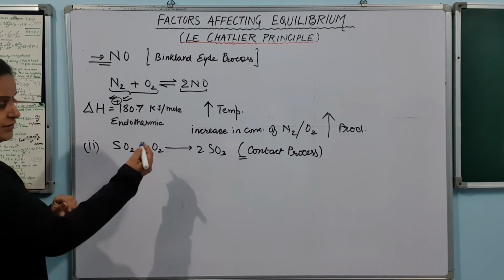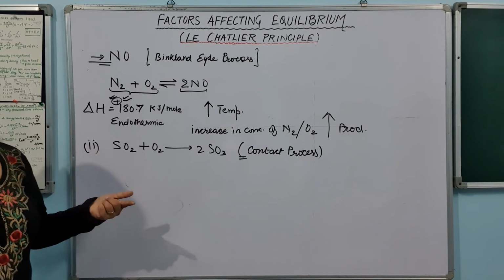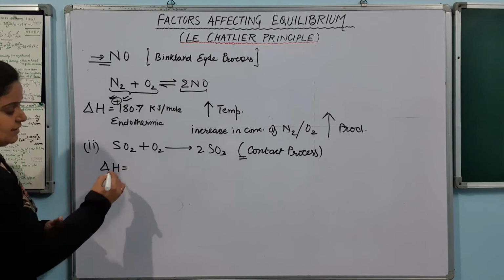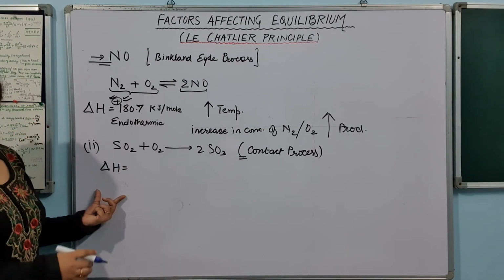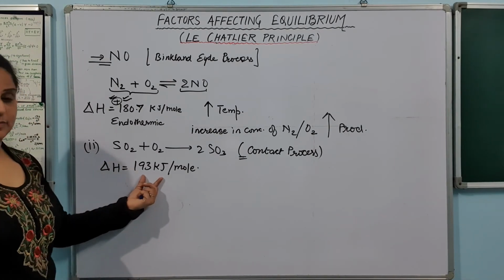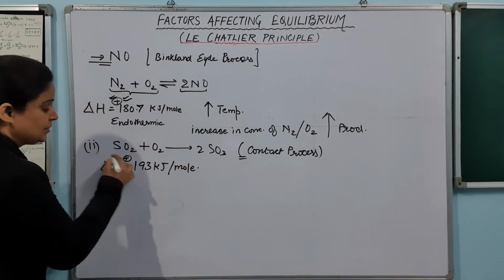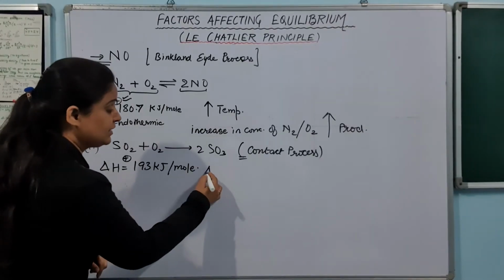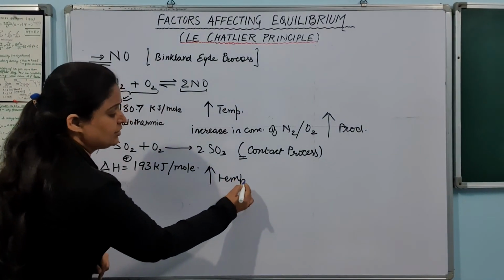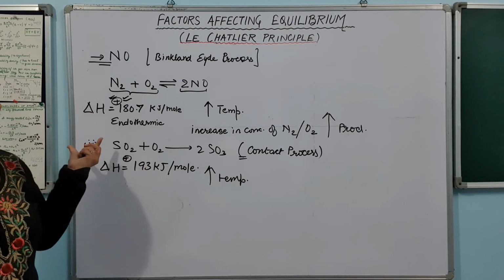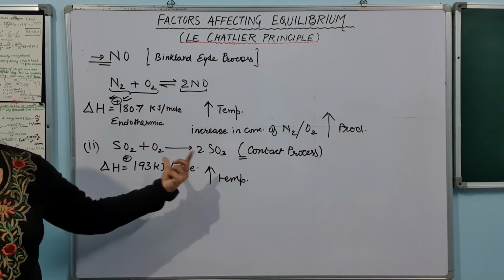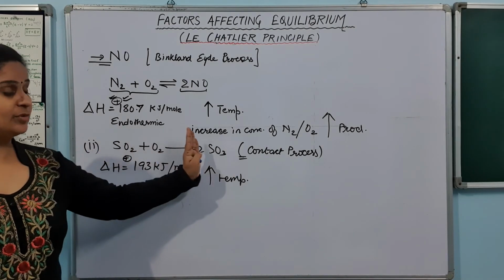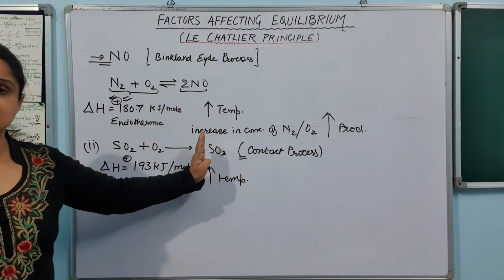Now just imagine if I am increasing the temperature, but for that what do I need? What is the delta H for the reaction? The delta H for this particular reaction is 193 kilojoules per mole. All of you can see it is positive. Positive means this is also endothermic. If it is endothermic, increase the temperature, it will comfort your reaction. The more the temperature, the more the reaction will move to the forward direction, because you have increased the temperature, so the reaction will try to lower it, and since it is endothermic, the temperature will decrease when it consumes the energy.